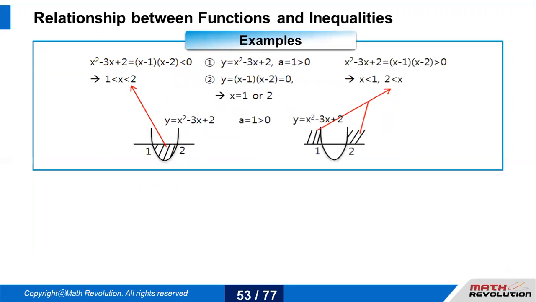Let's talk about these conditions now. We have x square minus 3x plus 2 less than 0. We know the factors are x minus 1 and x minus 2. So our range would be between 1 and 2. That is, 1 is less than x, which is less than 2.